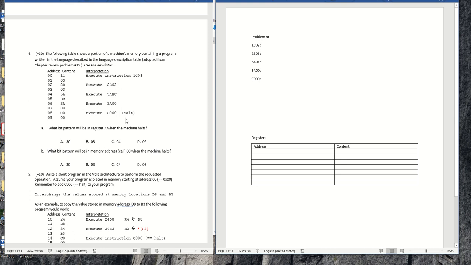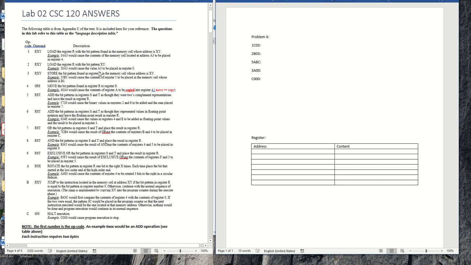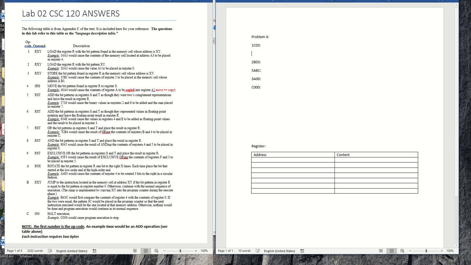I've got the instructions listed out here, and here we go. I'm going to be using the table at the very beginning. This is also in your book, and your job is to take every instruction, interpret it using this table, and do exactly as it tells you to do. So the first instruction has an opcode of 1. That's your first digit there. So we're looking at this first opcode here, and it says to load the register R with the bit pattern found in the memory cell whose address is XY. That's a lot, so let's unpack what that says.